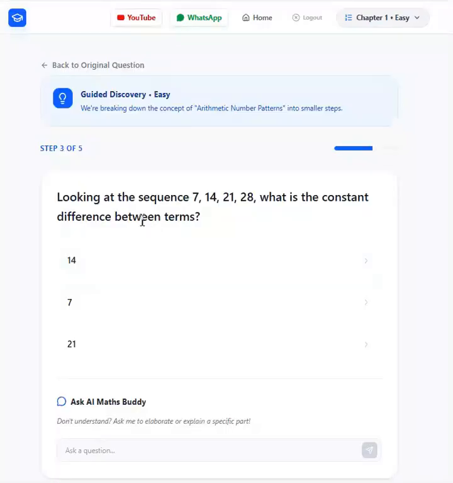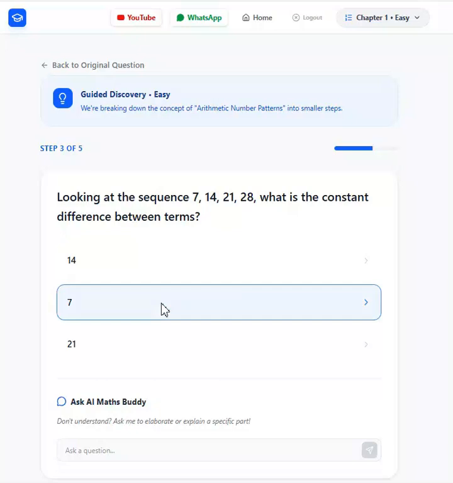Now it is possible that you can pause here and try to think that 7 is getting repeated, and you may be able to solve it on your own. In case you're not, you can then read this third helping question: looking at the sequence 7, 14, 21, 28, what is the constant difference between terms? Now you have seen the pattern that 7 is coming again and again. So you answer this as 7.